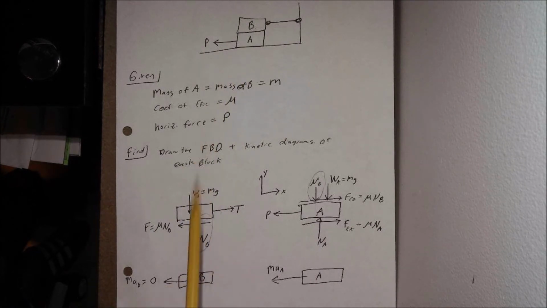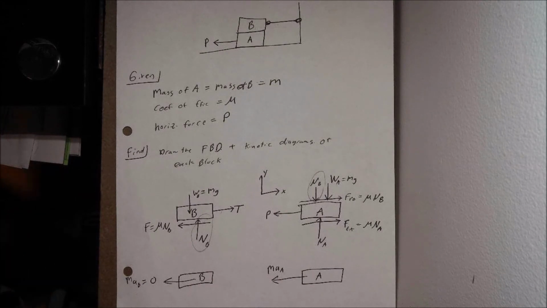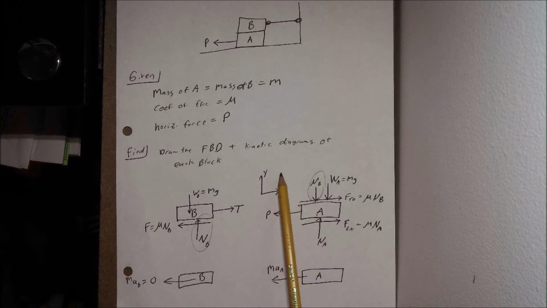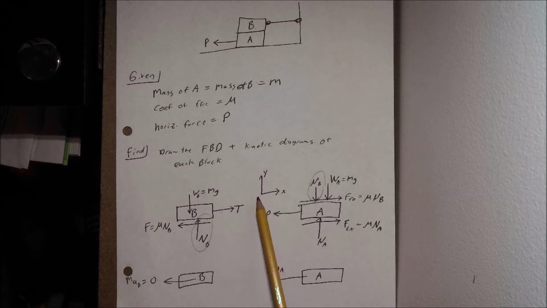But for this case here, I'm just trying to keep my handwriting neat so I can reference back to this for you. So as we begin our solution, we're going to look for free body and kinetic diagrams for each block separately. First step was to establish a coordinate system. So that's exactly what I do right here. Here's my standard X, Y coordinate system. X positive to the right, Y positive going up.